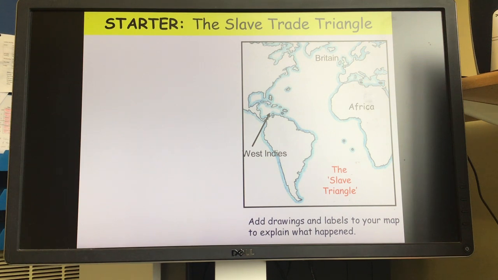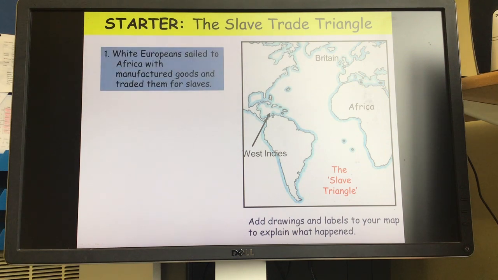Now, you haven't got, I would hand out a little picture where you would actually annotate your diagram. So you can simply just draw a triangle in your book and put Britain at one side, Africa at the right hand side, and then West Indies on the left, or the Caribbean on the left. And I'm just going to talk this through so you can actually annotate your triangle as we're doing it, and press pause whenever you want to.